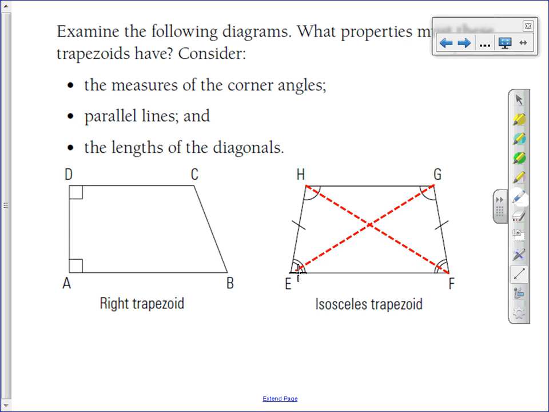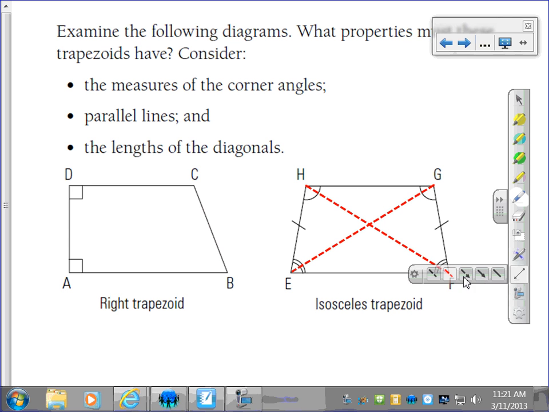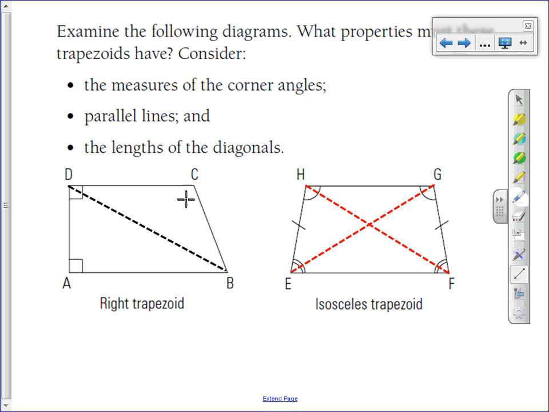And I think on this one, if I believe, and you'll probably verify it later, these two diagonals that I just drew would be the same, whereas if I draw the diagonals on this other trapezoid that is not an isosceles trapezoid, those would not be the same.